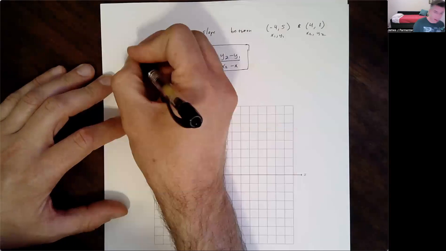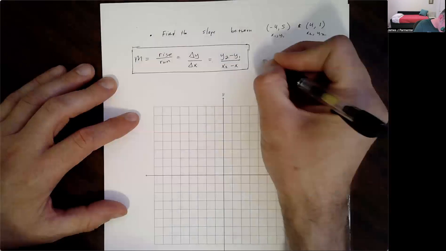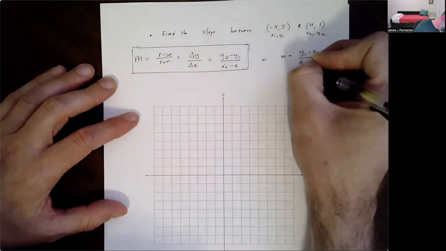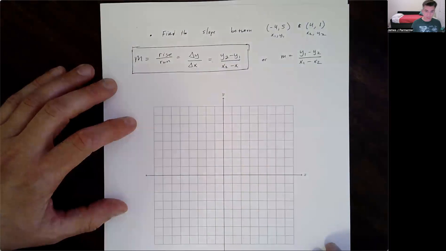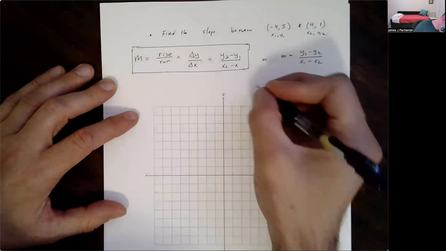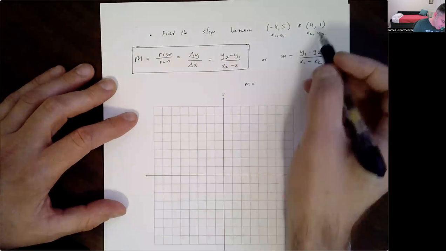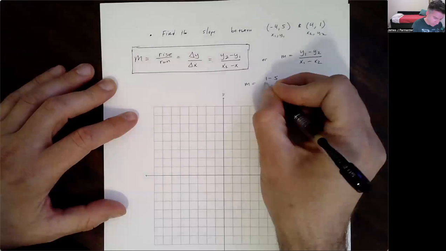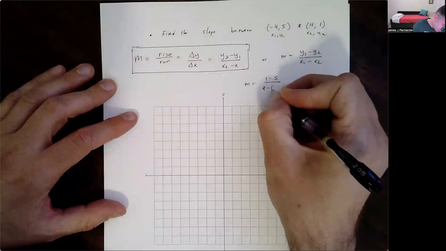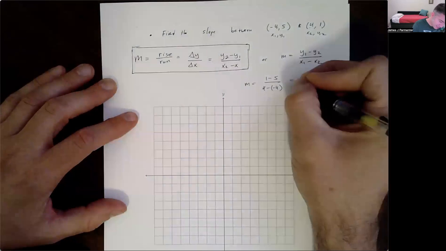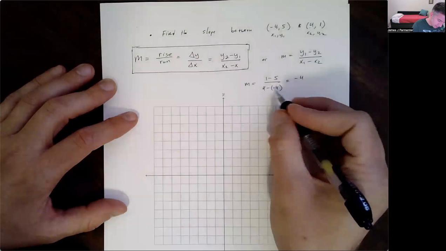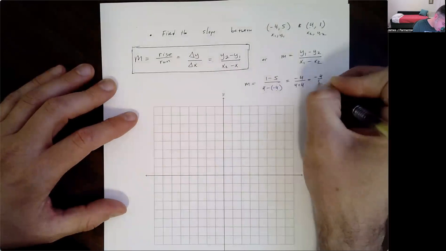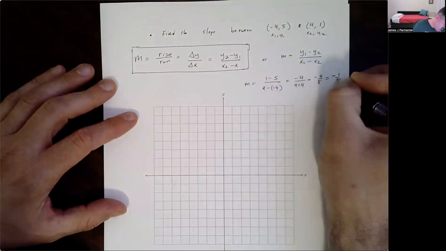You can totally write it that way, or if you prefer, it is equally correct to say it is y1 minus y2 over x1 minus x2. Either way will get us there. In this example, my slope is going to be 1 minus 5, always the y is on top, over 4 minus negative 4. 1 minus 5 is negative 4. 4 minus negative 4 is really 4 plus 4, which is 8. So I get negative 4 over 8, which reduces to negative 1/2.